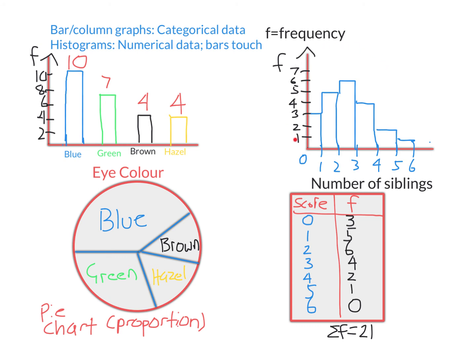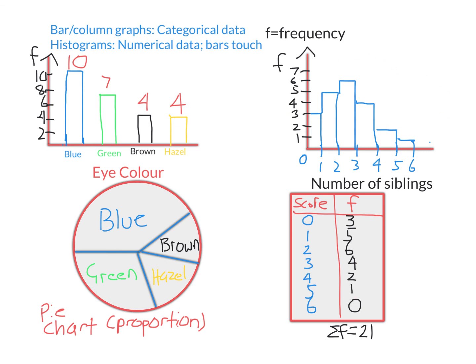So over here with the histogram that displays numerical data, sometimes you'll see this placed in what's known as a frequency table. The frequency table just tells you which score and how many times it occurred. You can also have a frequency table for categorical data, but here and here we're displaying numerical data. So this little weird symbol there means sum. Sum of frequency equals 21.